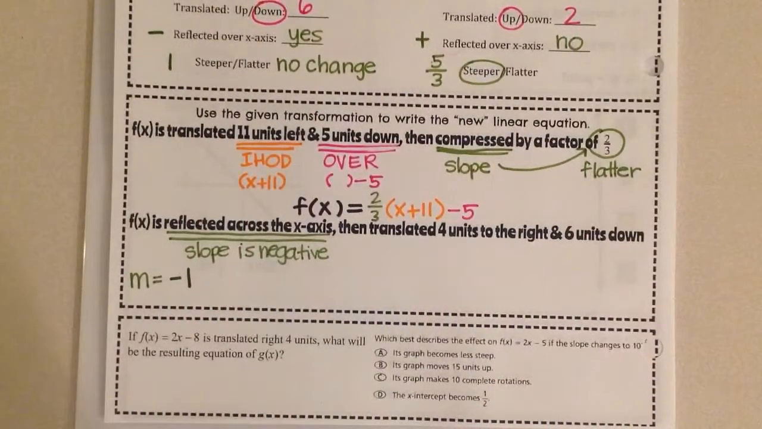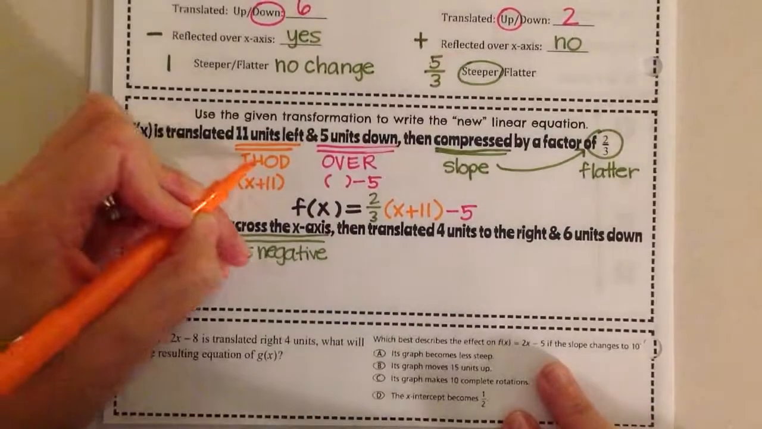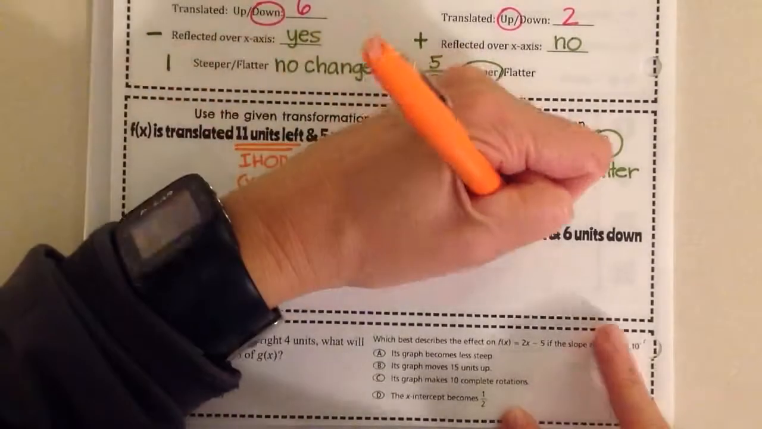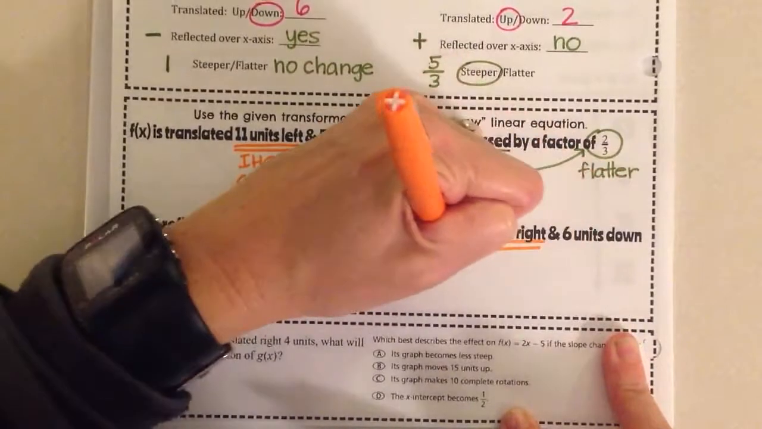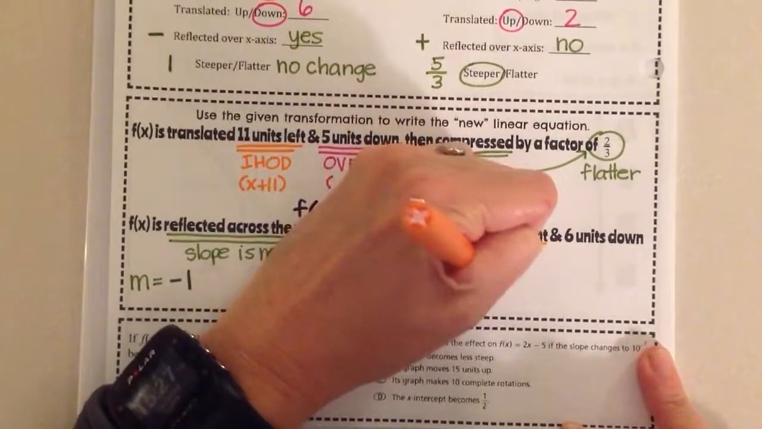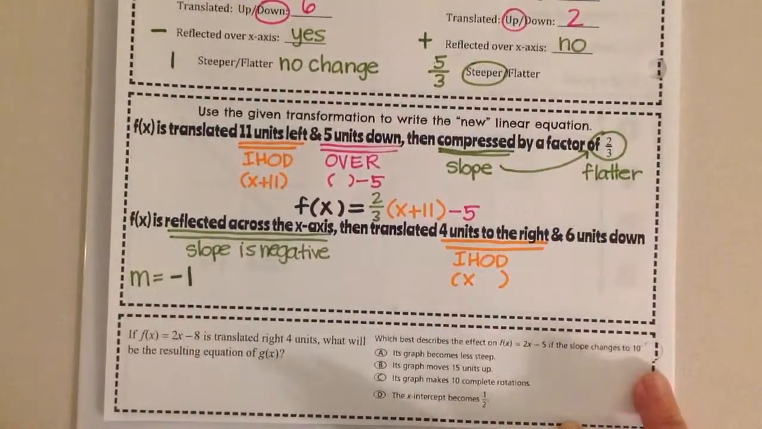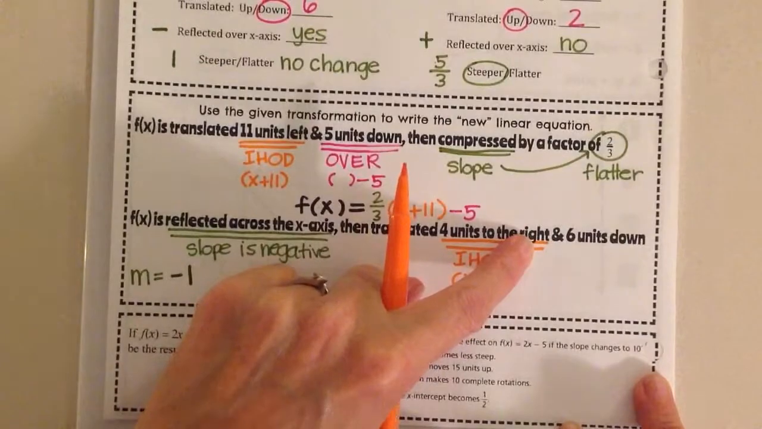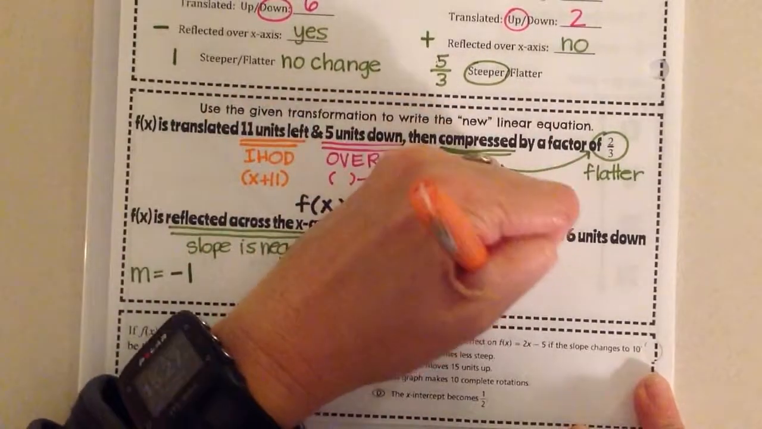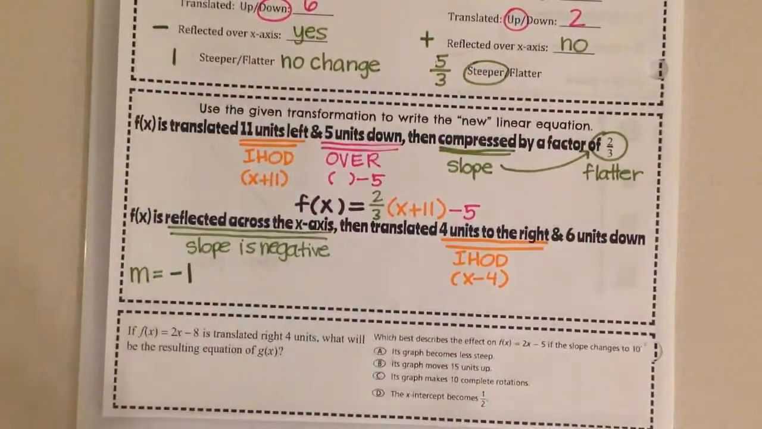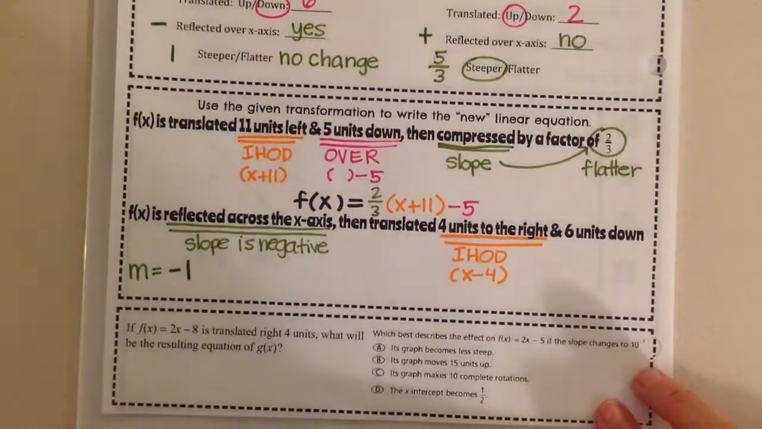Now I need to see if I have an IHOD number. Did it move horizontal, left or right? Oh, it moved 4 to the right, which means I'm going to have a number in the parentheses in my final answer. I just need to decide, is it x plus 4 or minus 4? And it's got to do the opposite, so right makes me think plus, but now I got to do the opposite, so minus 4.